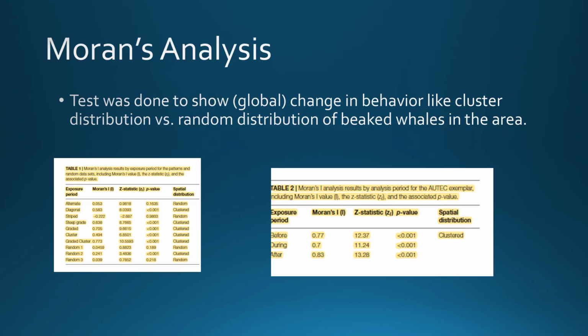During the experiments in this article, they used 3 tests to look at and compare the data that they had. The first test was the Moran's I analysis. This test was done to show changes in behavior globally across the areas of beaked whales. What they were looking at specifically were the patterns in which these beaked whales were. Like, did they have a cluster distribution where they were all clustered into one area, or were they in a random distribution just all over the place?